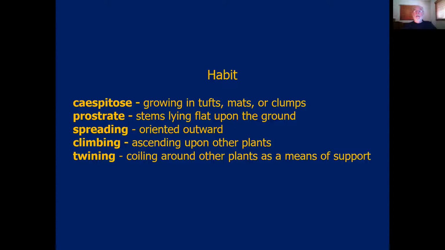Prostrate plants have stems lying flat upon the ground. They're not necessarily cespitose. Remember, last class we saw the case of stolons, lying stems and the clover. That type of growth habit, plants that grow at ground level, normally with stolons, or with very, very low lying branches, are called prostrate plants.